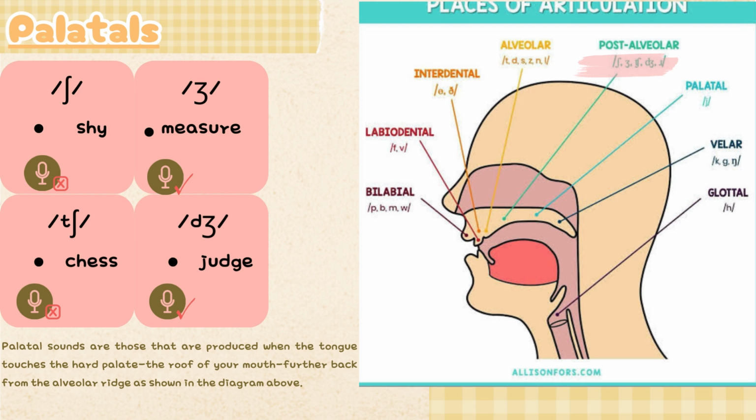On the other hand, we have the sound zh, as in measure. This sound is voiced, which means the vocal cords vibrate in producing it. And similar to it, we have the sound j, as in judge. This is also a voiced sound.